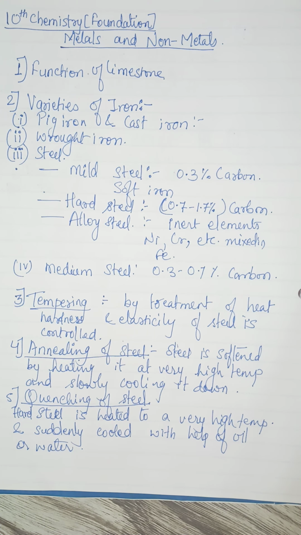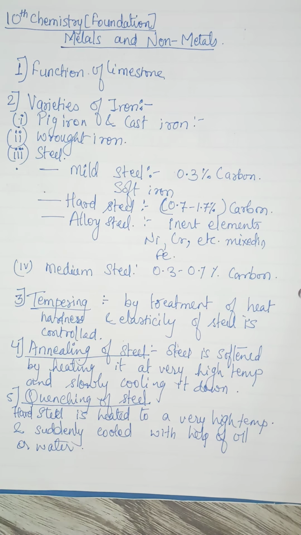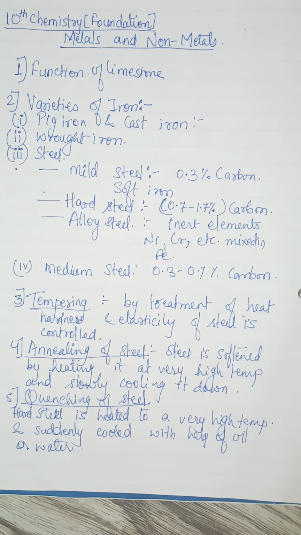Both are impure irons and both contain a high quantity of carbon. Wrought iron is almost pure, not very pure, but definitely the impurity, that is the carbon, is very less in the wrought iron. 0.12% to 0.25% is very less, right? And then we have seen the steel.